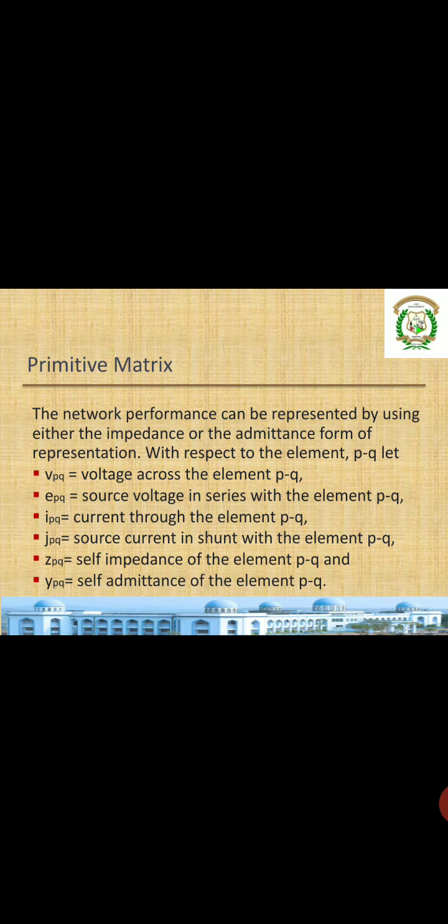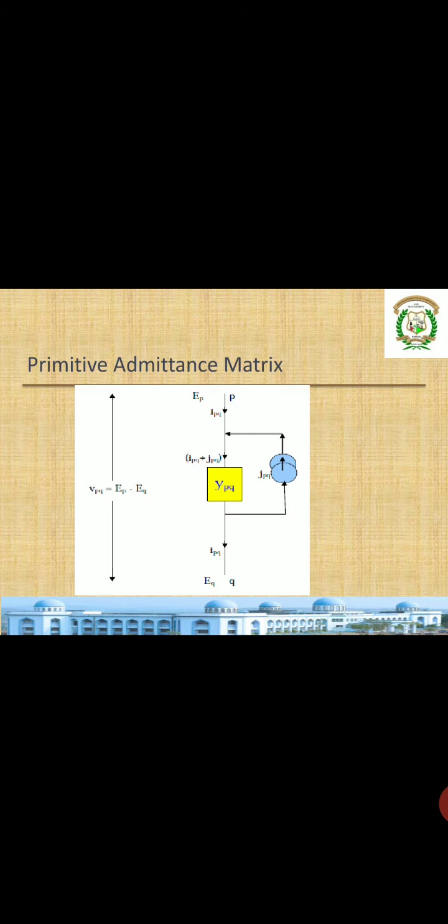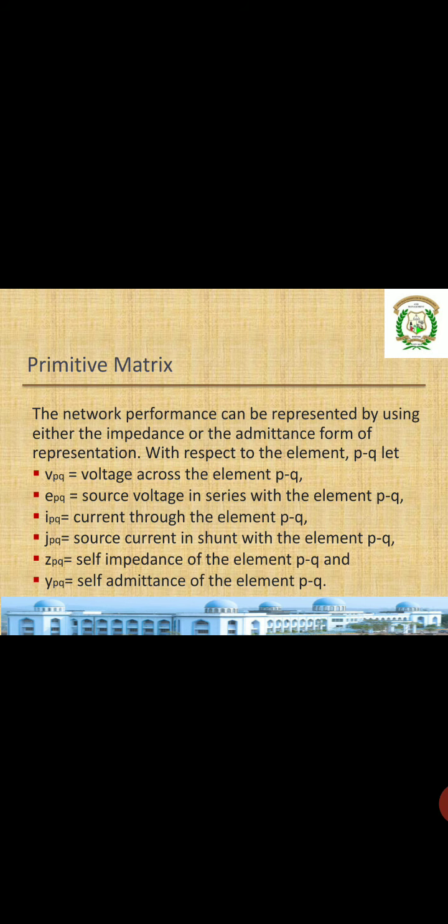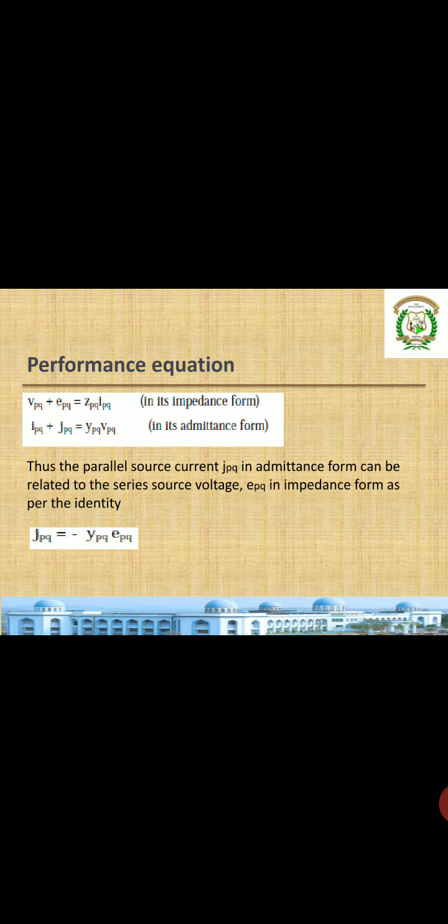IPQ is the current through the element PQ. You are seeing this one, IPQ here also flowing through the ZPQ. Next, JPQ. This you are going to see only in the admittance form, where it is the source current in shunt with the element PQ. ZPQ is the self impedance of the element PQ, and YPQ is the self admittance of the element PQ. Fine.